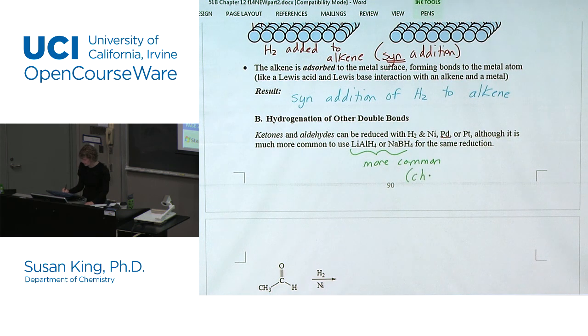This is chapter 20, which is one of the first chapters we talk about in 51C. So right now, this is our only way to reduce double bonds. But lithium aluminum hydride and sodium borohydride are going to be really important reagents in 51C, and it's a more common way to do this.